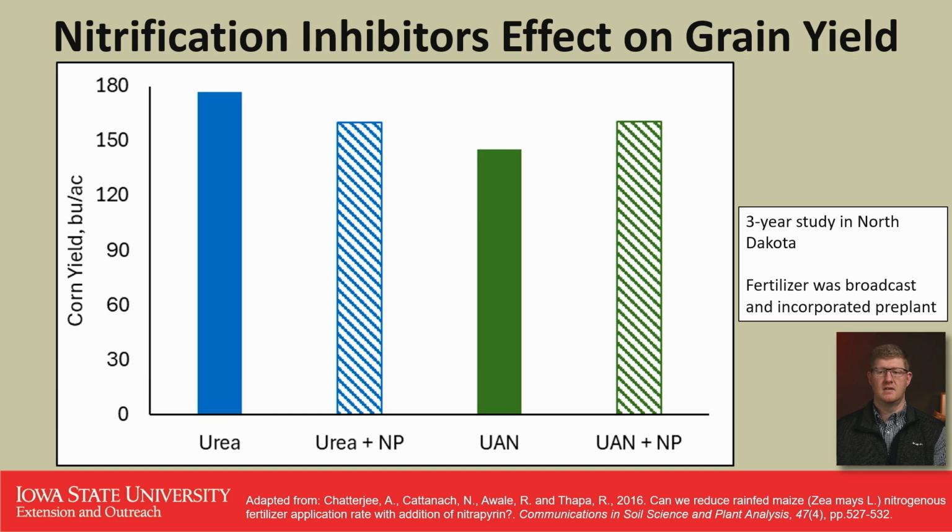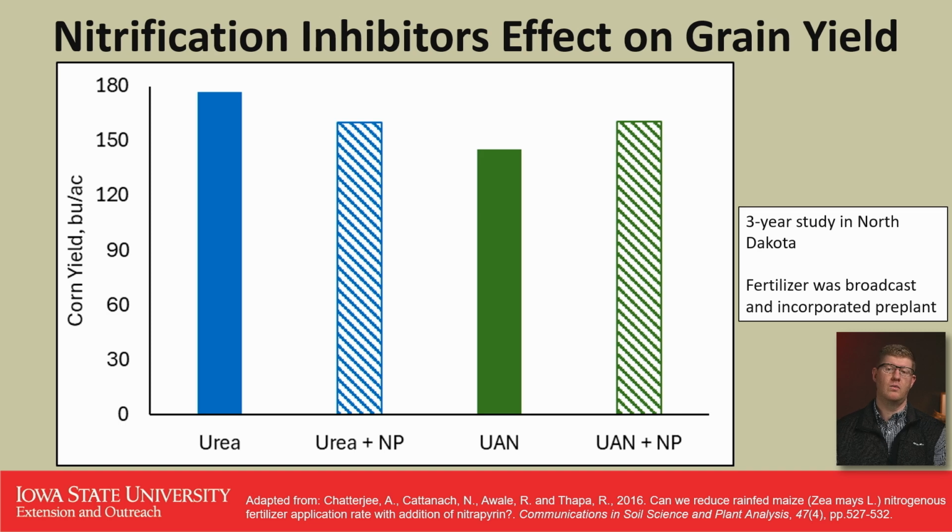So the next study, this one is from North Dakota State University. It again was over 3 years, but in this case, their fertilizer sources were urea in the blue and UAN in the green. And so they were looking at applying these fertilizers with and without nitrapyrin. So in this case, the nitrapyrin product that was used was Instinct. They used Instinct, right? So that's only a nitrification inhibitor. And what I'll say is that this fertilizer was broadcast, but it was immediately incorporated after application.